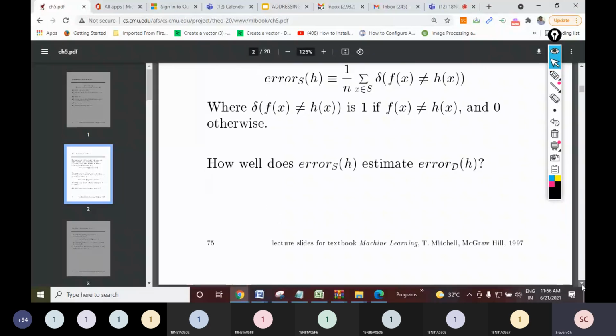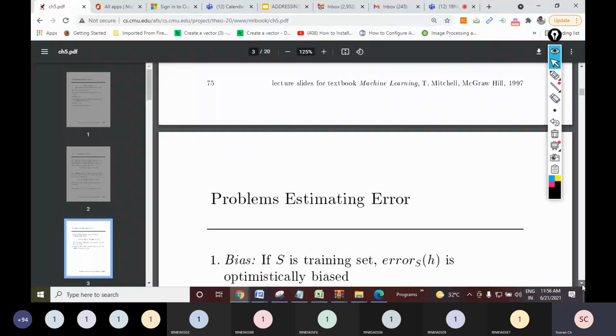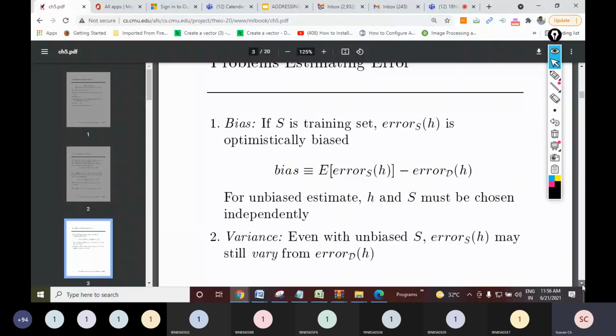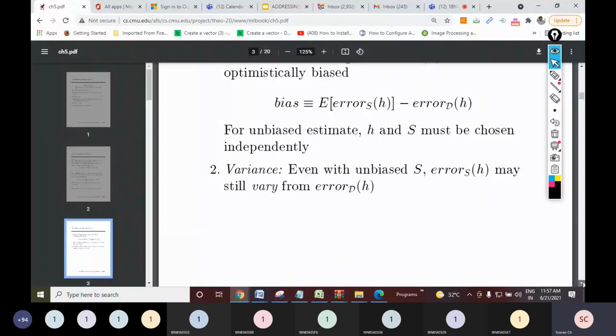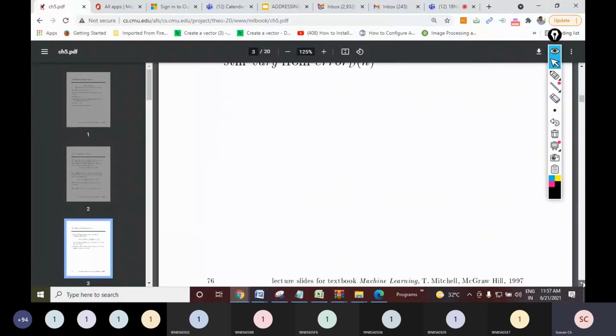How well can error S estimate? There is another definition of bias. Bias can also be defined as the difference between, where capital E means error, the sample error S of H minus the true error D of H. Of course, we know very well what exactly bias is and why we use bias.